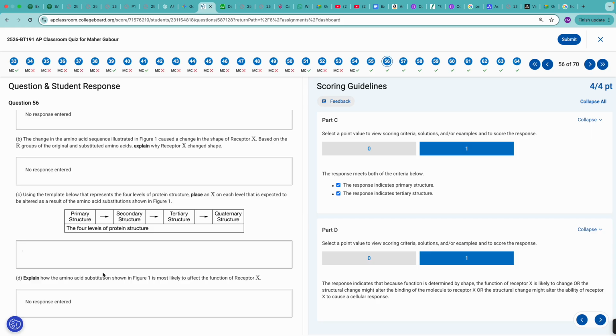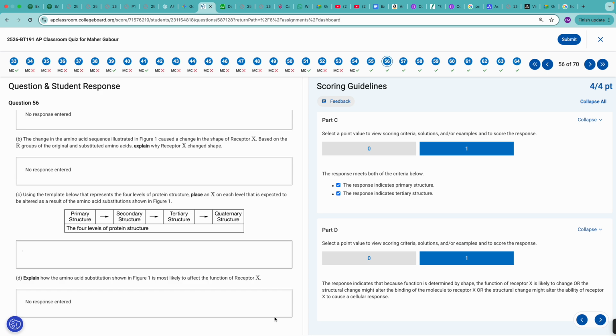Explain how the amino acid substitution shown in figure 1 is most likely to affect the function of receptor X. Obviously, receptor X won't be able to undergo its function anymore, because we changed its shape. The shape changed. That means it can't bind to its target molecule. The target molecule can't bind to it. It won't be able to undergo its function.